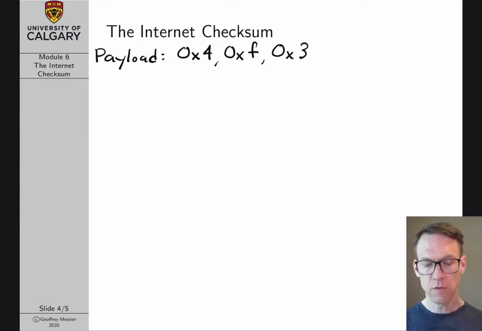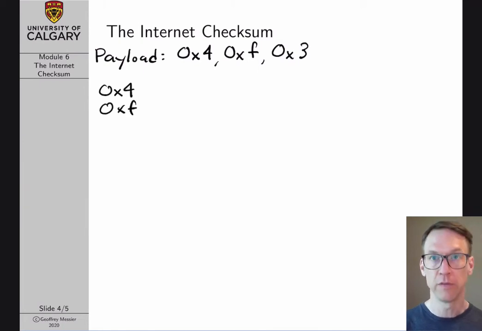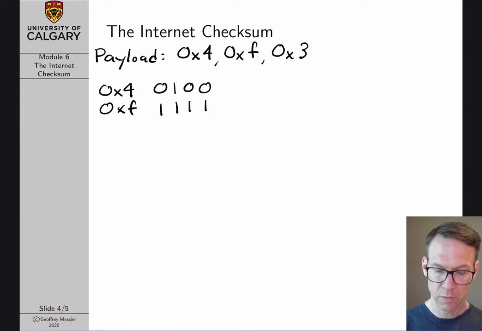3. And again, the internet checksum works by taking the summation of our payload. In this case, we're going to add the payload up in 4-bit chunks rather than 16-bit chunks, get the result, and then the negative of that sum is going to be our checksum. So we're going to add 4 to F and then take that result and add it to 3. We start by adding 0x4 to 0xF, which is 0, 1, 0, 0 to 1, 1, 1, 1. 1, 1, 0, carry the 1, 0, carry the 1.